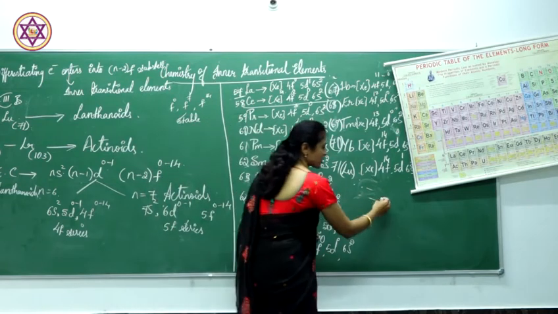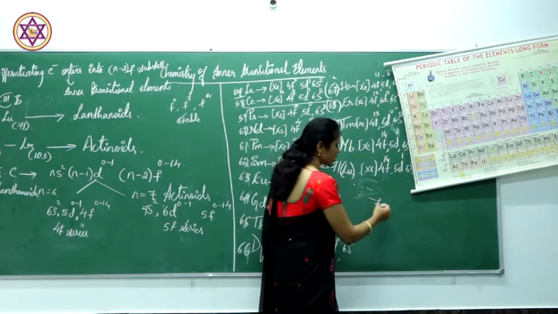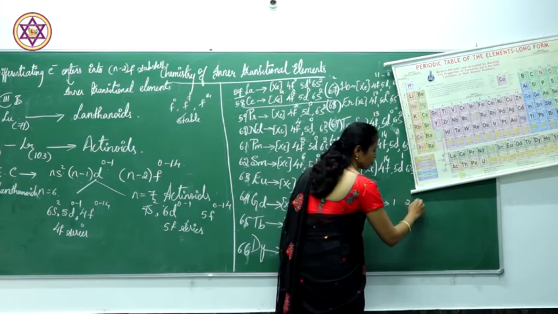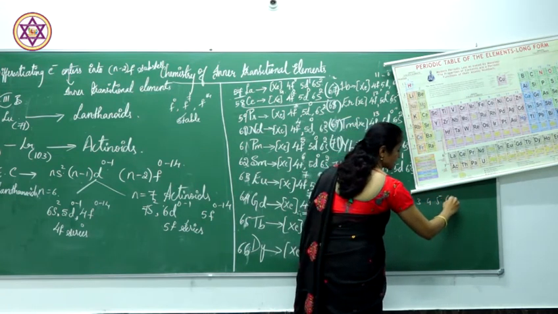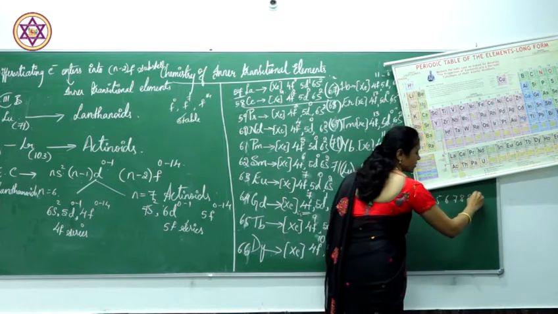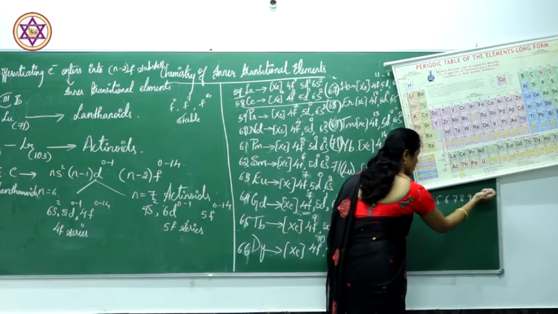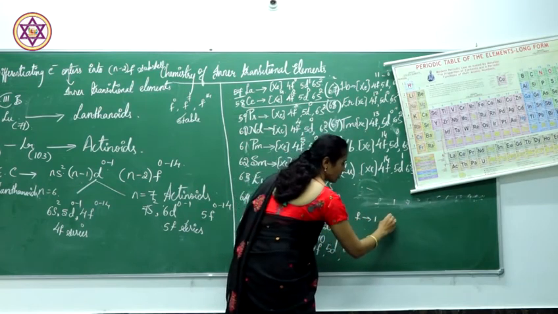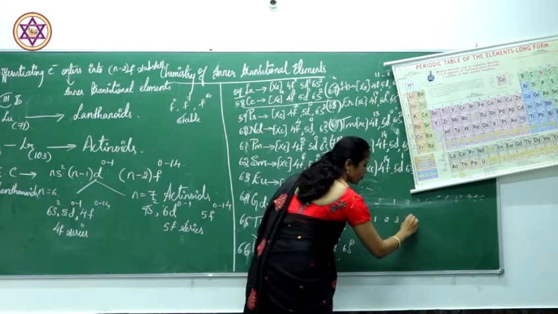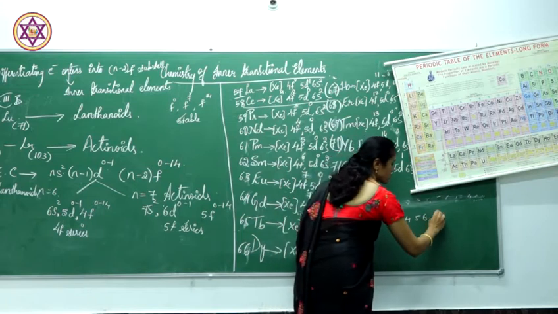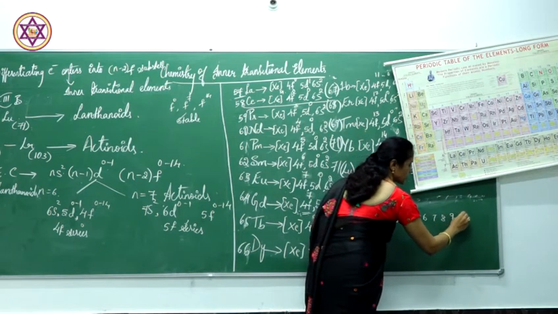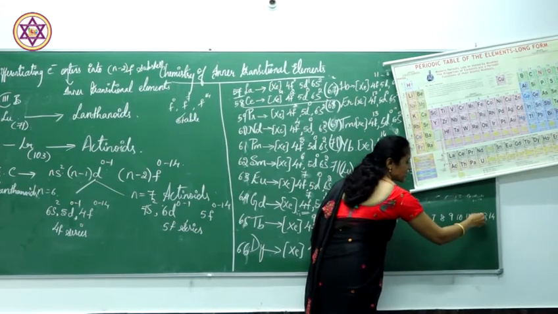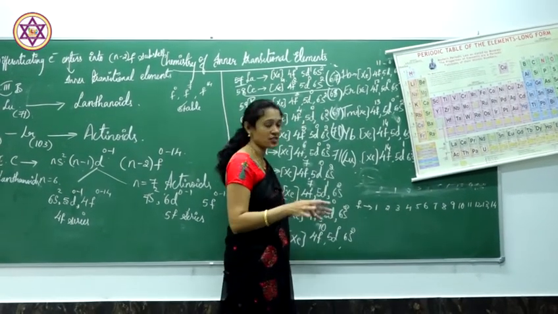Okay. Easiest way is the f subshell. In the f subshell, how many electrons can it occupy? 14. Sorry, I will represent it here. In the f subshell, how many electrons? 1, 2, 3, 4, 5, 6, 7, 8, 9, 10, 11, 12, 13, 14. Maximum 14, which means it can occupy 14 electrons.